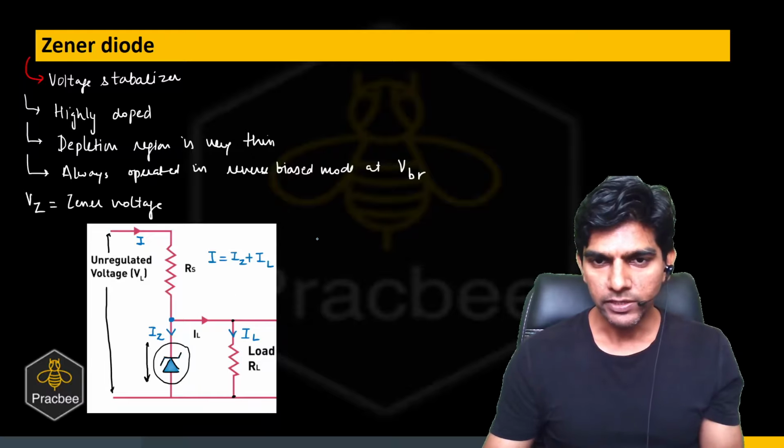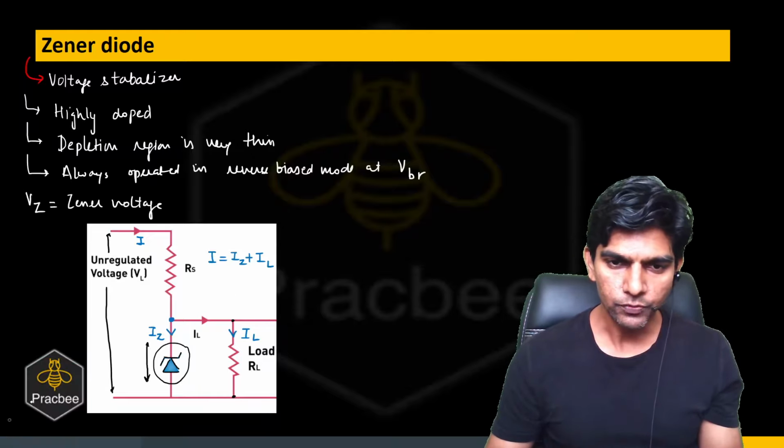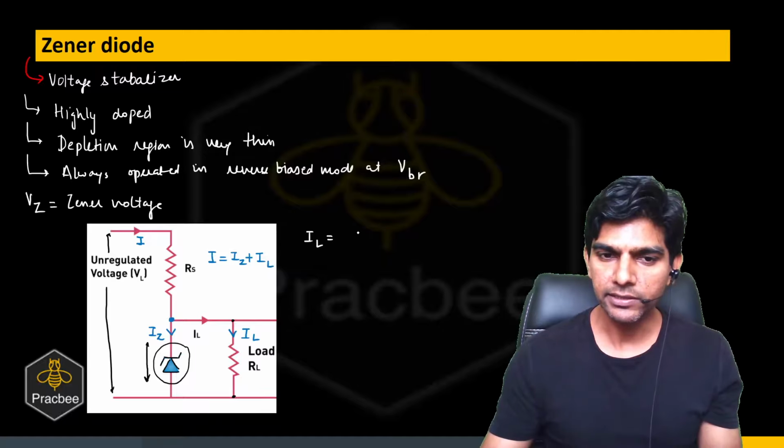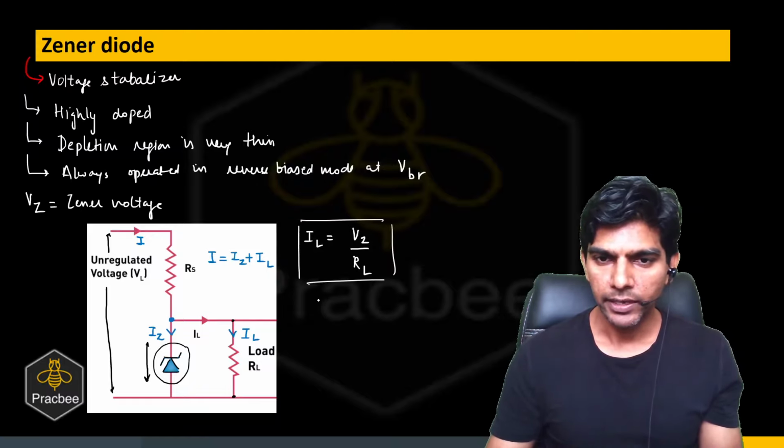So how to find IL? I can say IL is nothing but the Zener voltage divided by the resistance of the load. So this will be the load current.